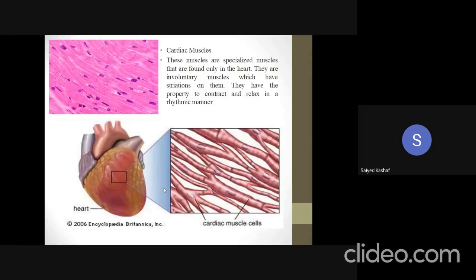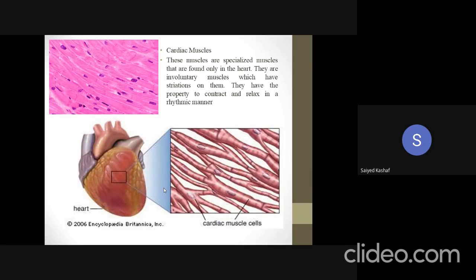The third one is cardiac muscle. Cardiac muscles are specialized muscles. They are found only in the heart, and they are involuntary muscles which have striations, but the striations are not as dark as in skeletal muscle. They have the property to contract and relax in a rhythmic manner, right?